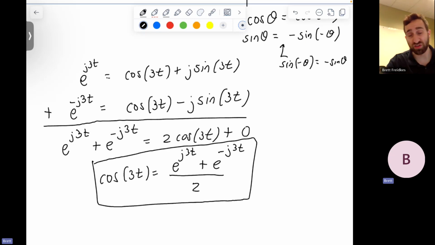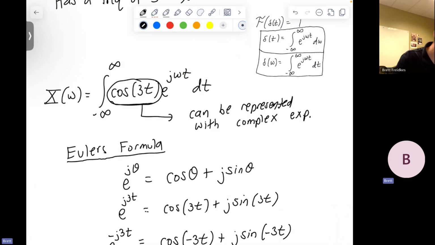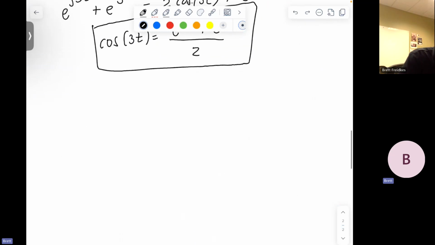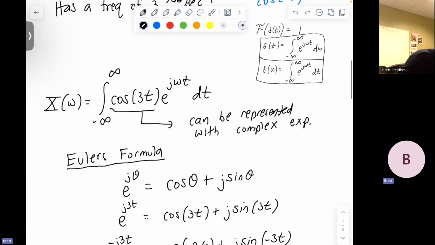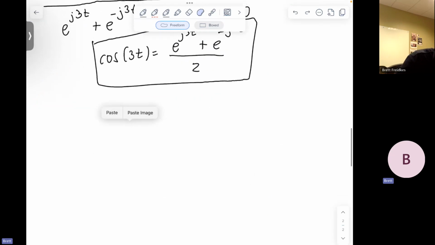And this is an important relationship for us because if we know what cosine is in terms of complex exponentials, we can substitute that into here. And now I'm just integrating a bunch of complex exponentials, which are easier to simplify. I can go ahead and multiply them, add their exponents and such. So let's do that. Let me go ahead and just bring this down so that we can see it.